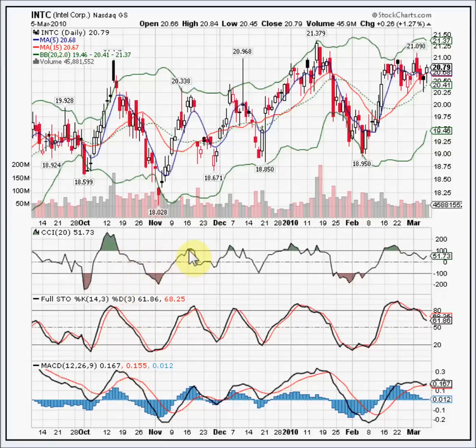Here's another CCI sell signal where it gets up above the plus 100 line. Stochastics is above the 80 line with the fast line crossing down through the slow line, and the histogram is down ticking.